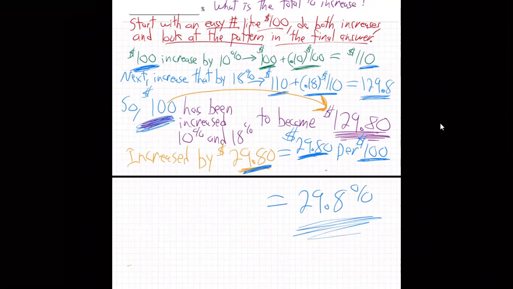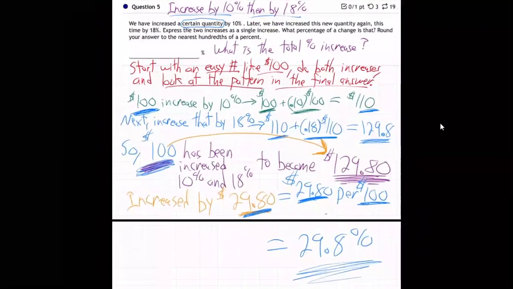Do you see why 100 is so nice now? Why I chose 100 to start with? Because when you get an answer for 100, that is a per 100. That is a percent automatically. That goes to the meaning of what percent means. It means per 100. So it went up $29.80 per 100. So we're done. That's how you do the problem.